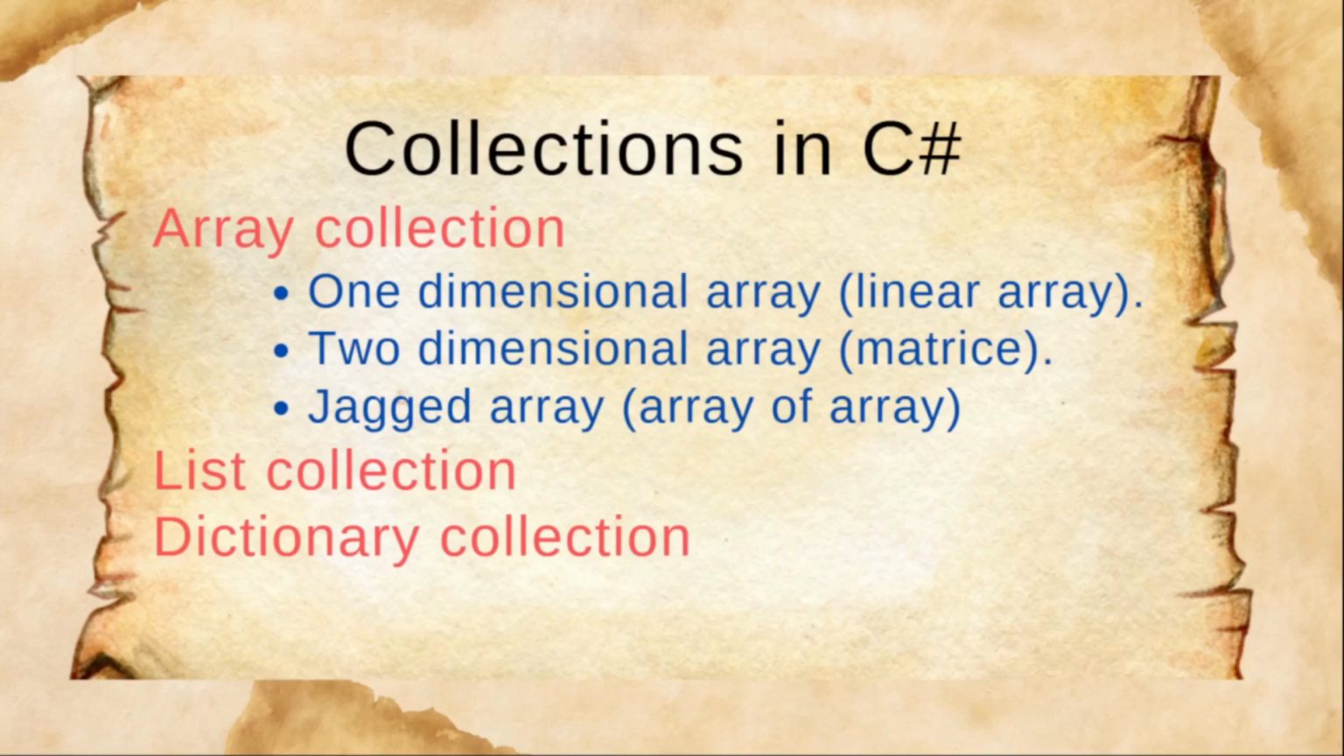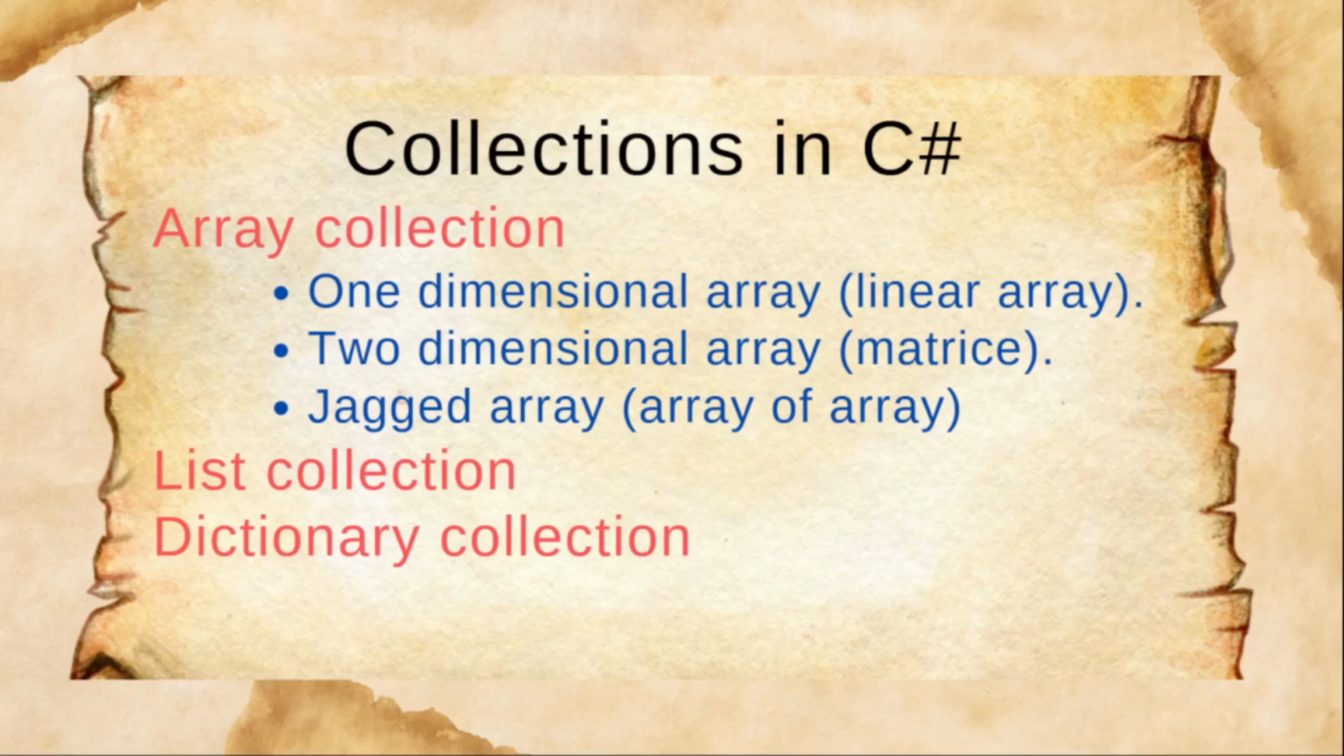The very basic collection in C Sharp is actually called array. An array can be defined in three different ways. We have one dimensional array, which is also called linear array. So the linear array offers linear data structure, just like the names in a list. And then we have two-dimensional array, which is also called matrix, just like the matrix that we have in mathematics, where we work with the rows and columns. Two-dimensional array offers a matrix-like data structure.